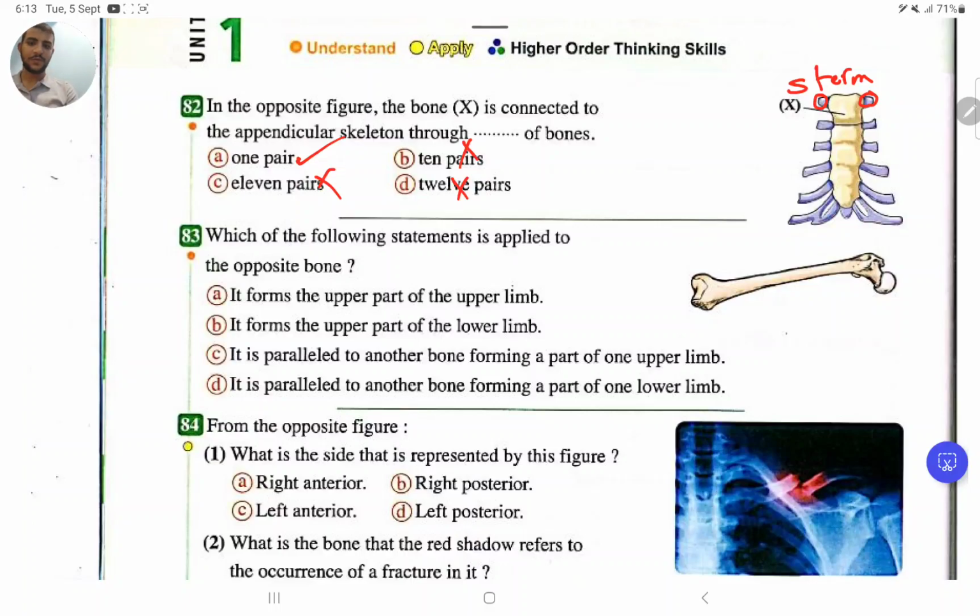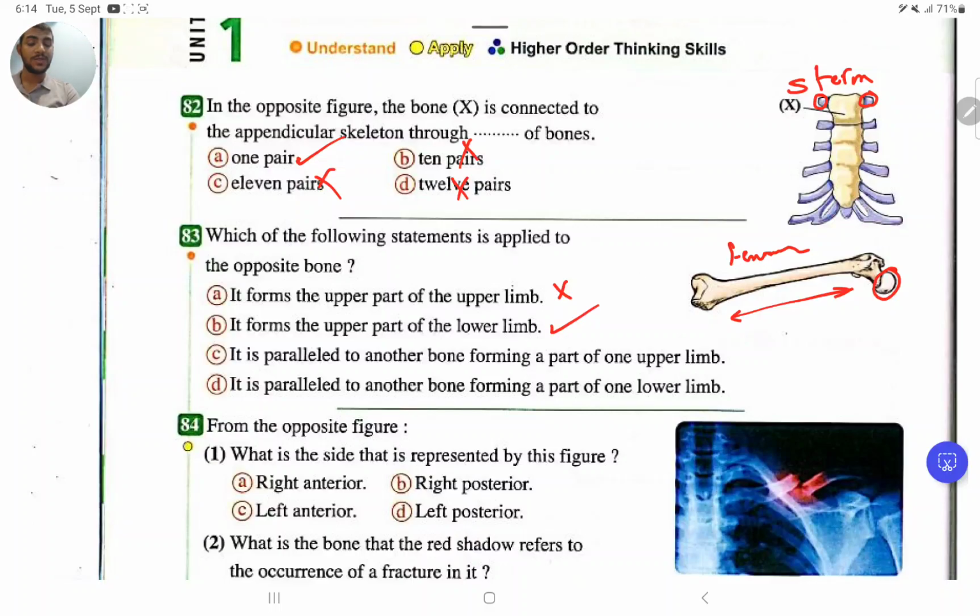83. Which of the following statements applies to the opposite bone? Let's see what this bone is from its shape. I think it's a femur bone. Why call it the femur bone? Because I have here a head and a long bone, and this is a clear image of the femur bone. So does it form the upper part of the upper limb? It's not the humerus. It forms the upper part of the lower limb.